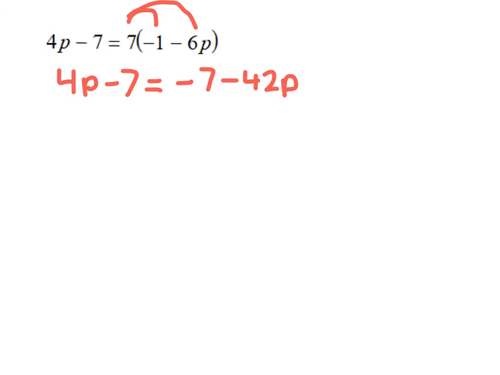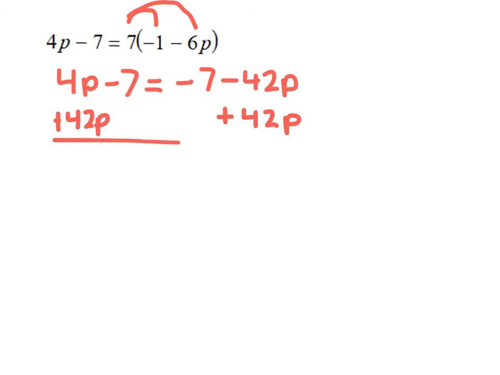Now, since the right side of the equation is simplified, I'm going to work to bring all the terms of the variable to the same side of the equation. So I'm going to move the negative 42p over to the left side. So I'm going to add 42p to both sides.